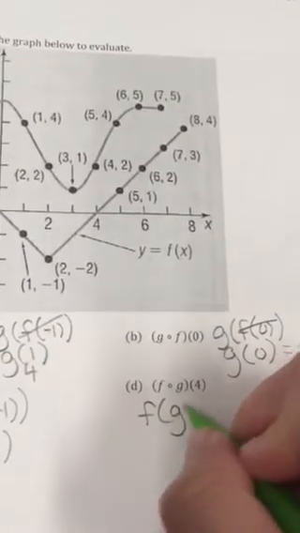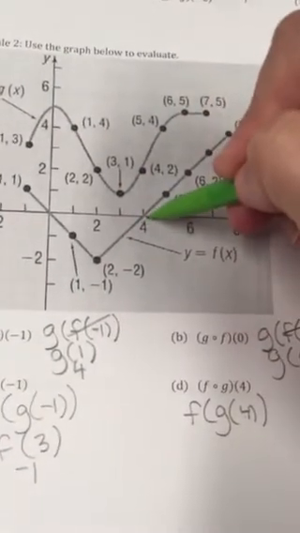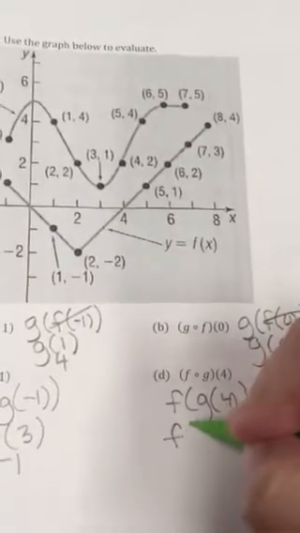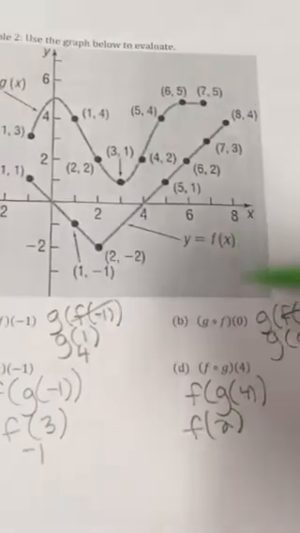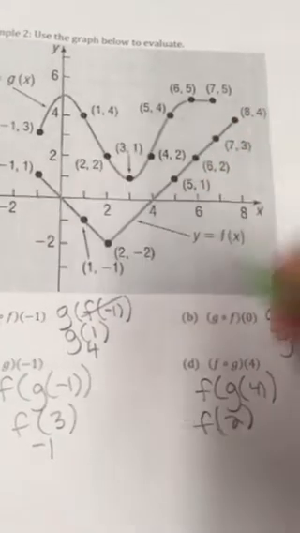F of g of 4. So there's your x, it's 4. Go up to g, and he equals a 2. So f of 2. Here's 2. Go to f, he equals negative 2.